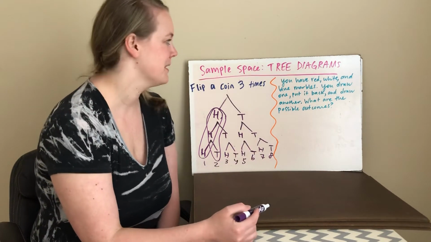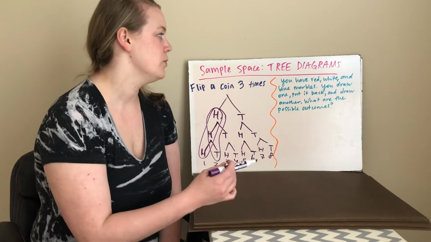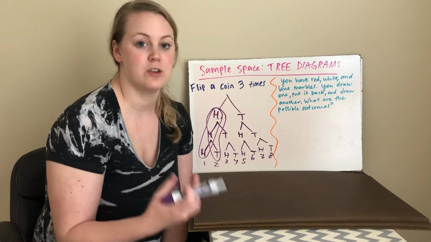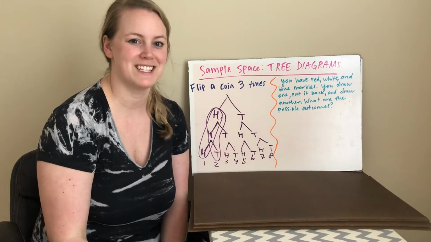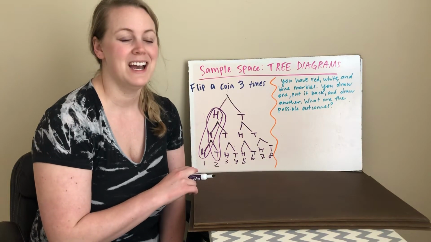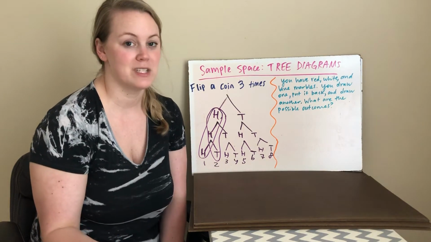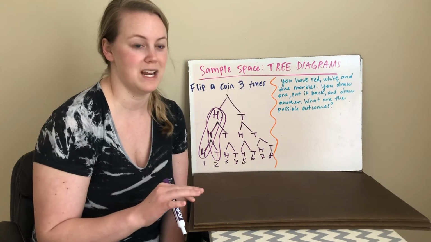Next question. You have a red, white, and blue marble. You draw one, you put it back, and then you draw another marble. So there's 2 events going on here because you're drawing a marble twice. Now you do have to be careful because here we're putting the marble back, but there might be other problems you'll see in the future where you don't put the marble back. So you do have to be careful with the wording.